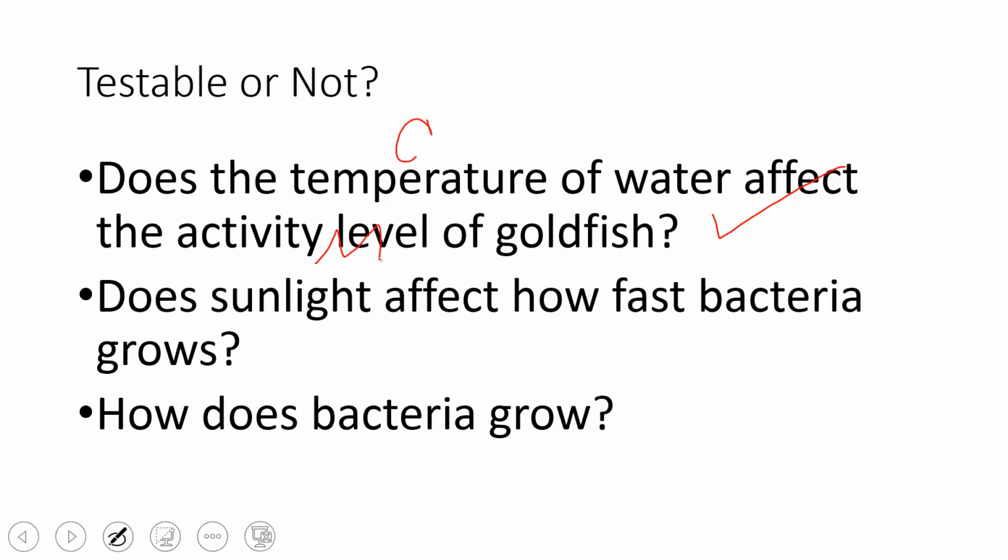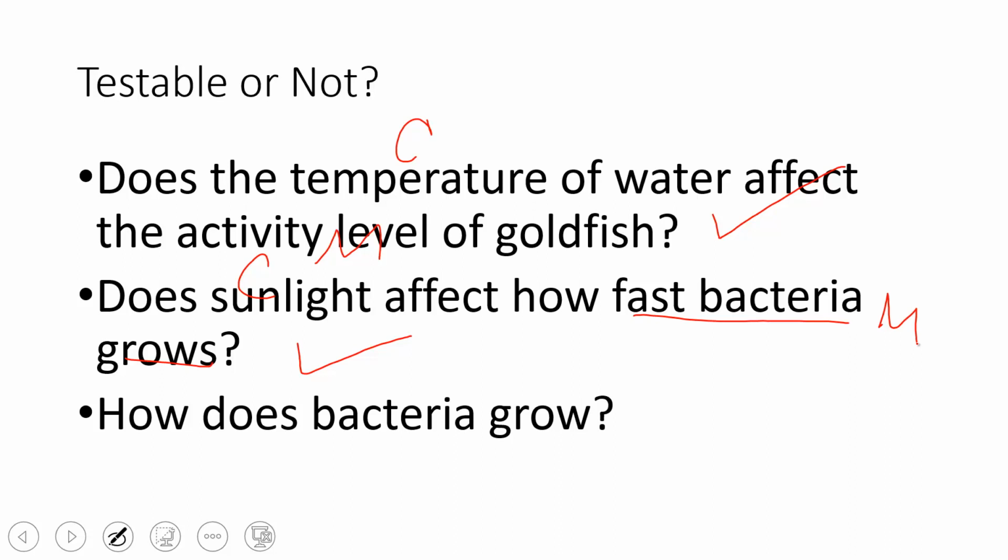Does sunlight affect how fast bacteria grows? Testable or not? If you said testable, you are correct. The sunlight is something we can change, and we can measure how fast the bacteria grows. We would measure that. Let's try the last one.